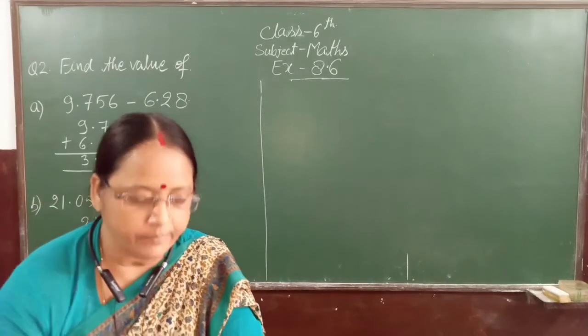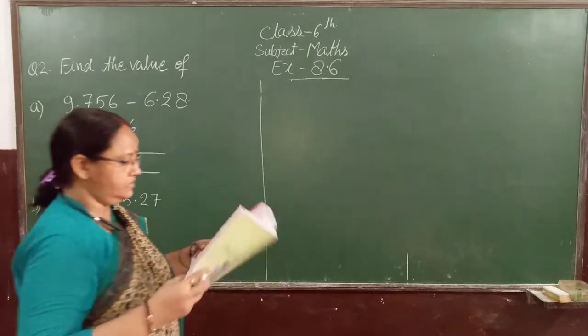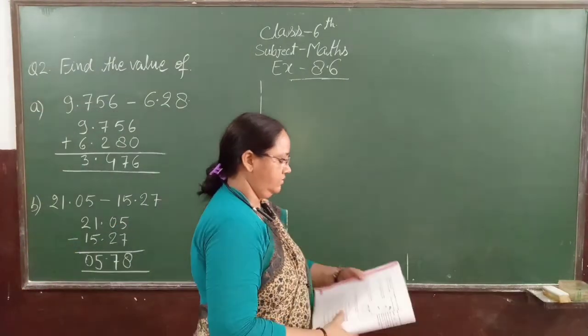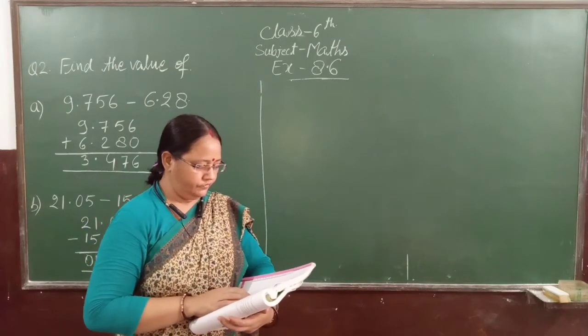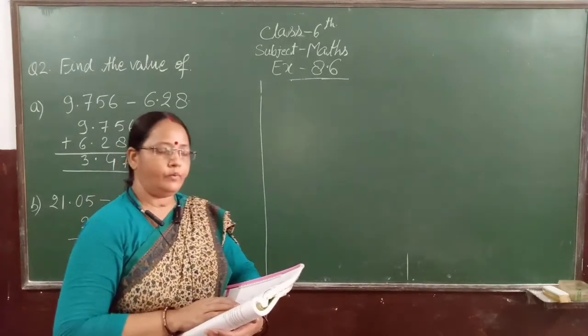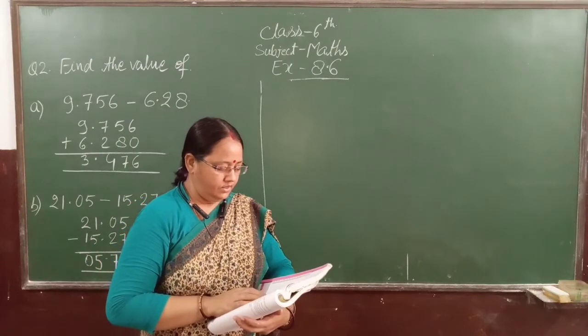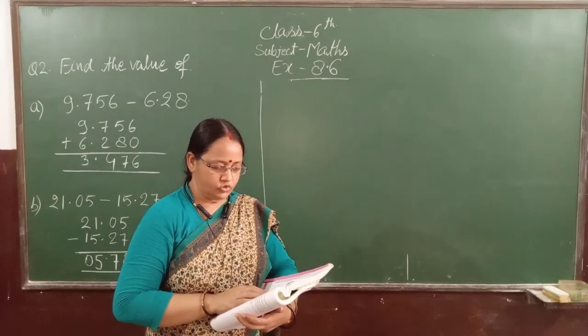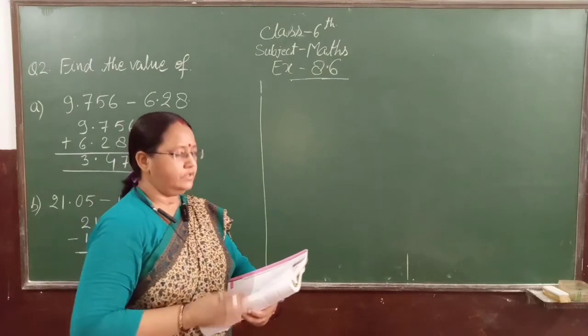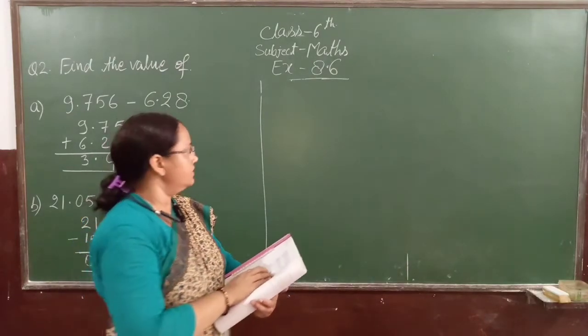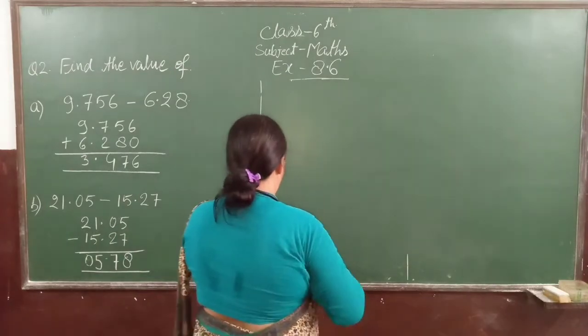Now students, come and solve some word problems. In the word problem, Raju bought a book for rupees 35.65. He gave rupees 50 to the shopkeeper. How much money did he get back from the shopkeeper? This is a subtraction problem.